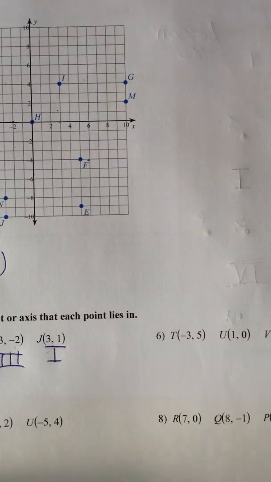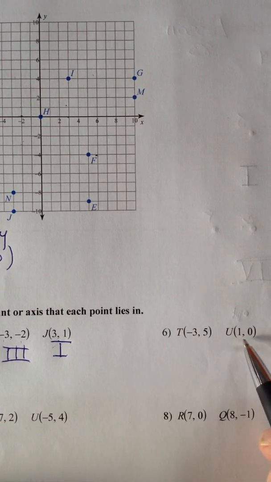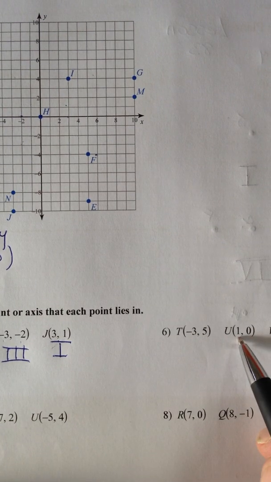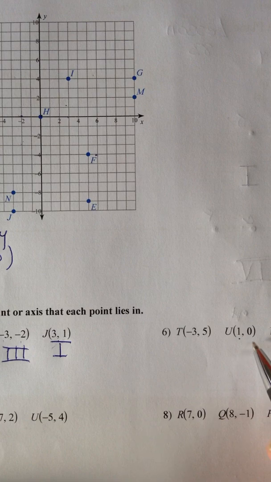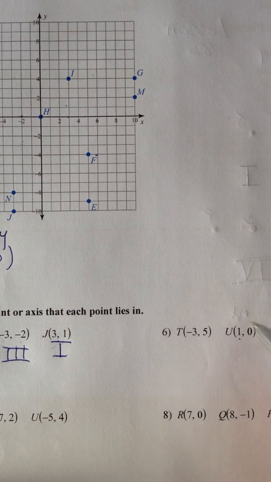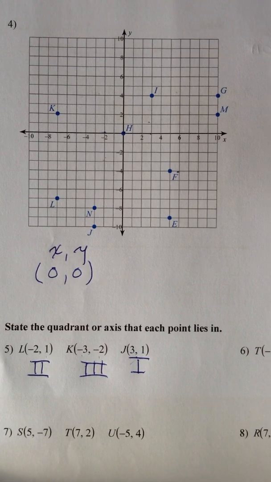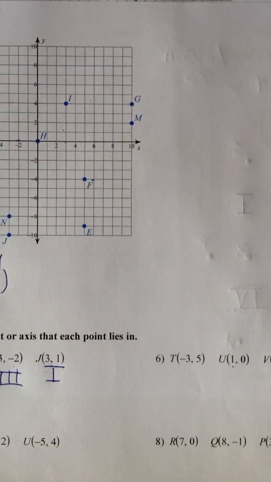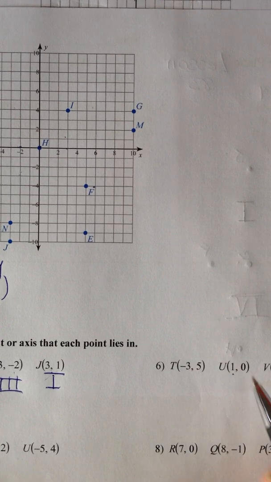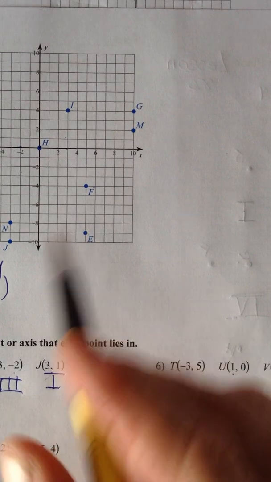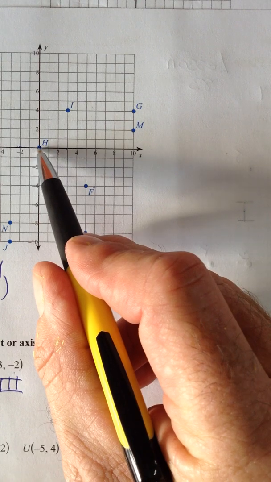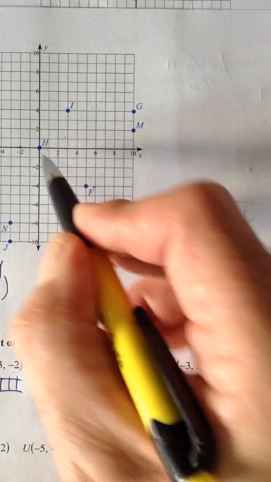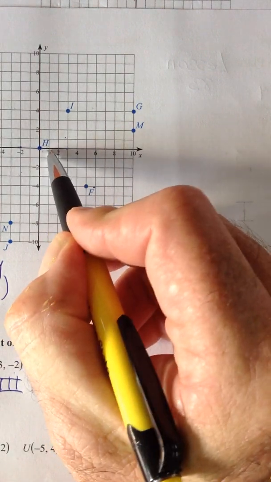Now before, when we were graphing, you could see here it says letter U, you got 1, 0. So that's the x and that's the y. It says here the x is 1 and the y is 0. So the x is 1 and the y is 0. So that would be right here at this spot.